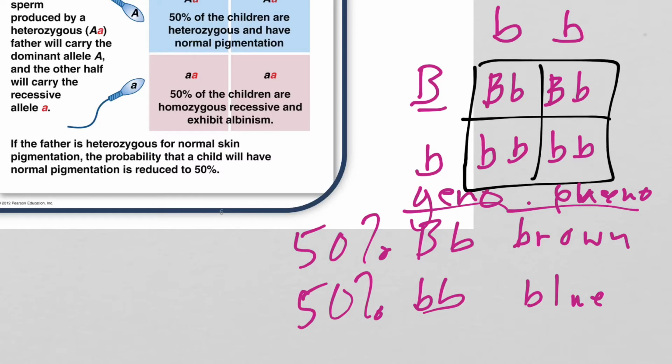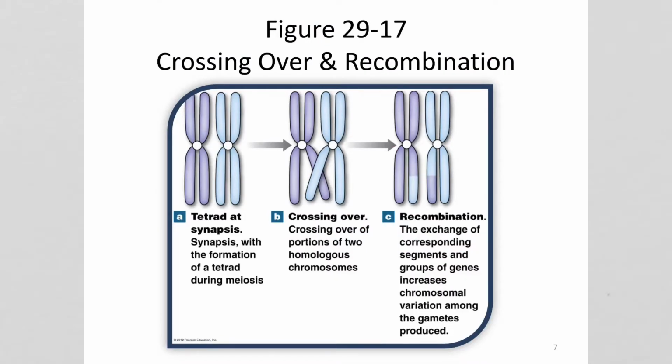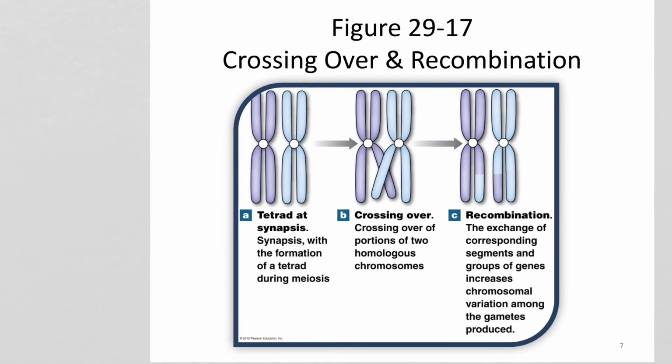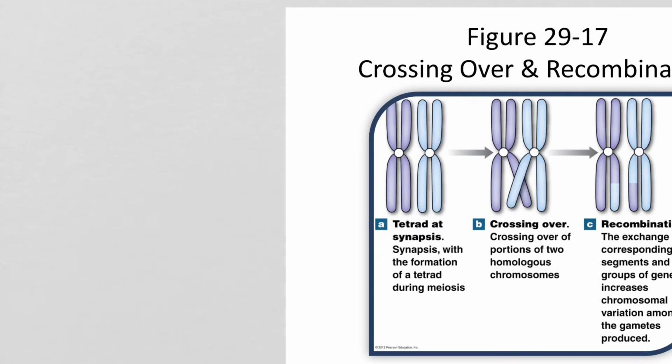Polygenic inheritance, again, is more than one gene. And the 23rd pair of chromosomes are sex chromosomes. Females have 2 X chromosomes, while males have 1 X and 1 Y chromosome. So let's show that quickly.